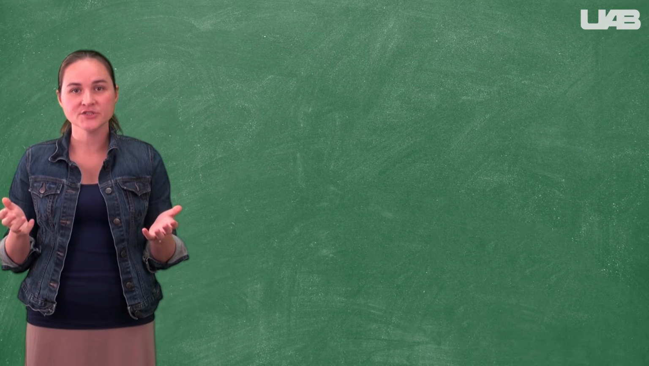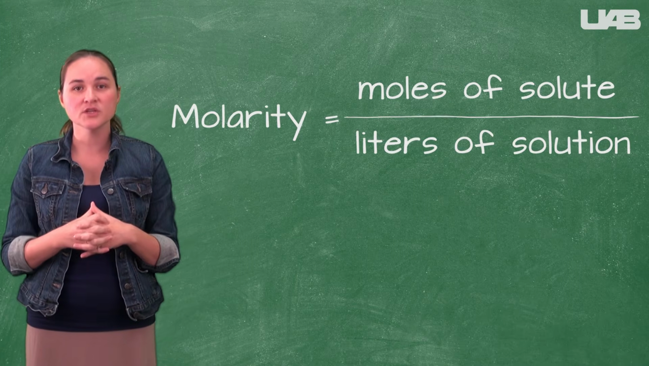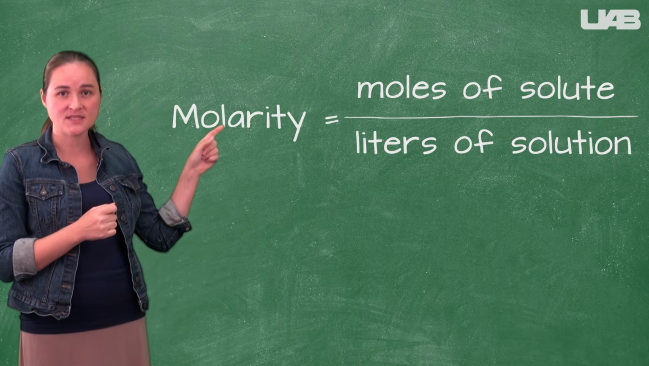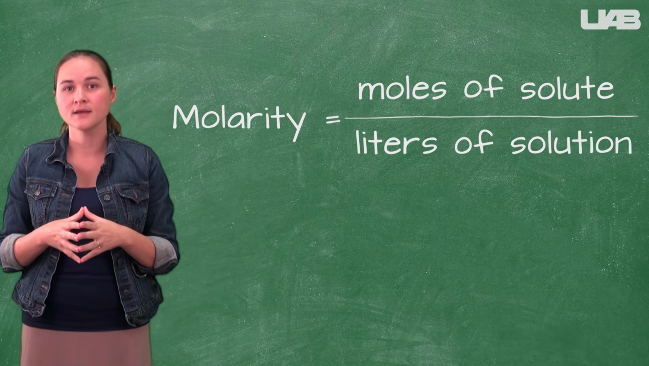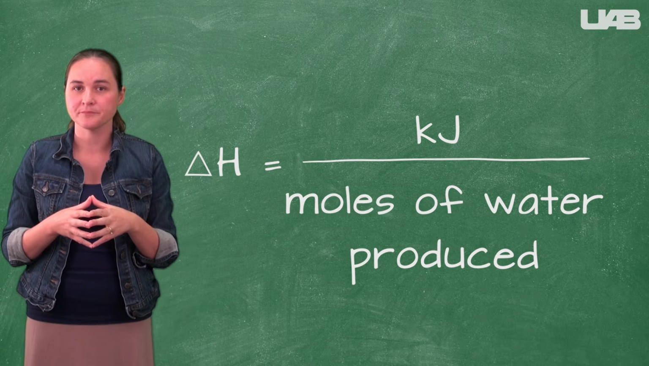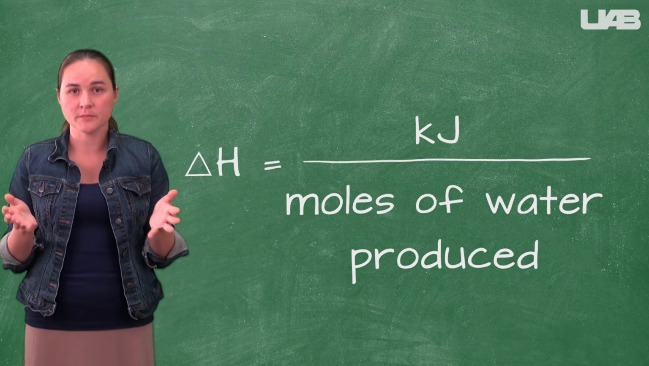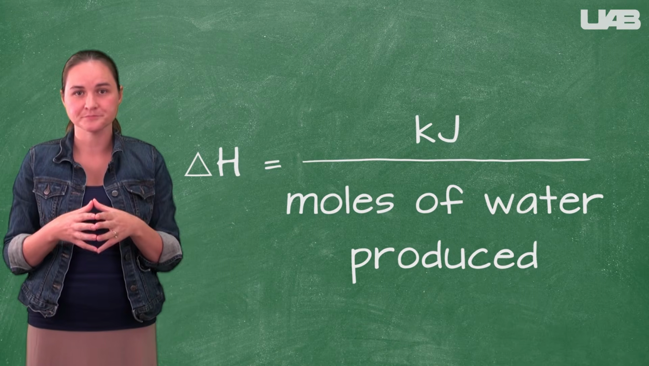Remember that your goal for exercise 2 is to determine the molarity of the acid. Reviewing the units for molarity, we can see that we will need to determine the moles of acid that reacted and the liters of acid solution that we used. Consider the average enthalpy value that you calculated in exercise 1. This is now the only item we have that has a mole component, so we will use this to work backwards towards moles of acid.